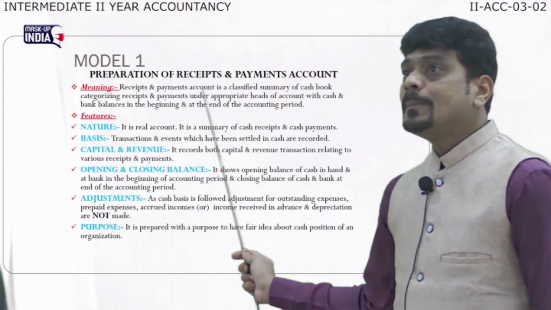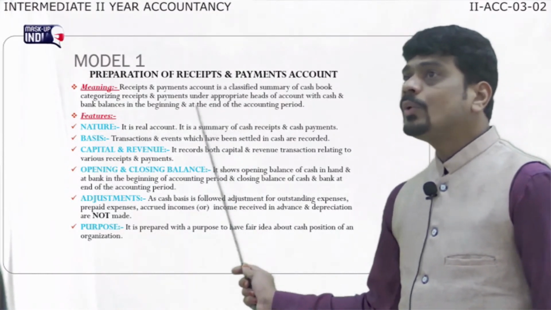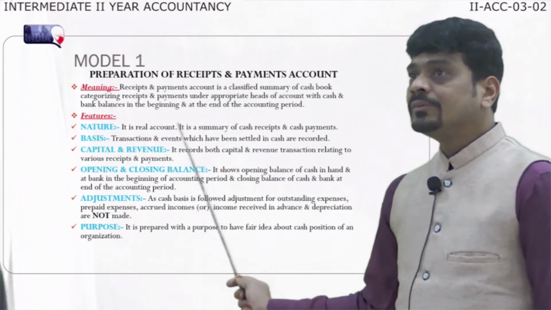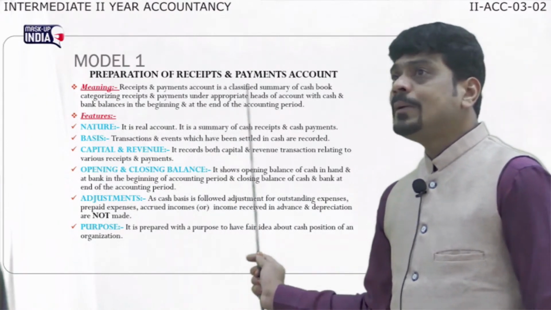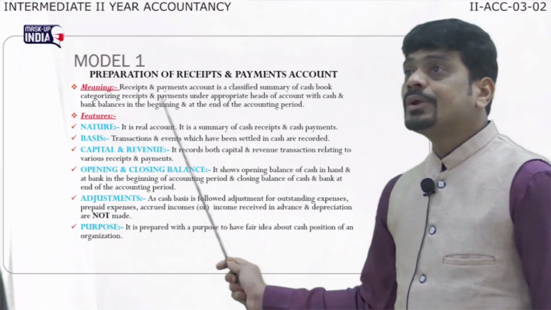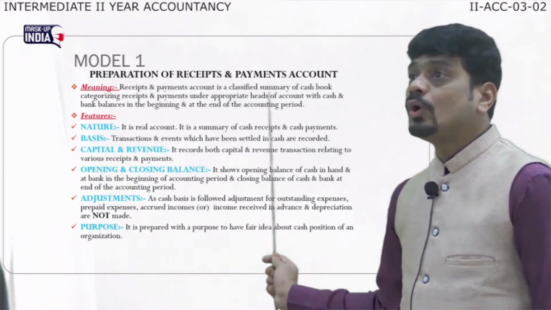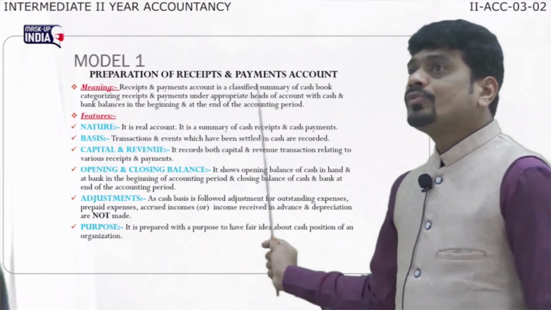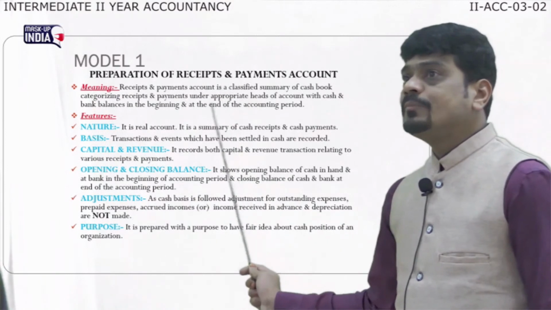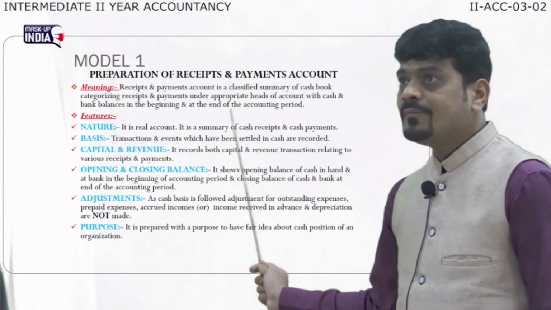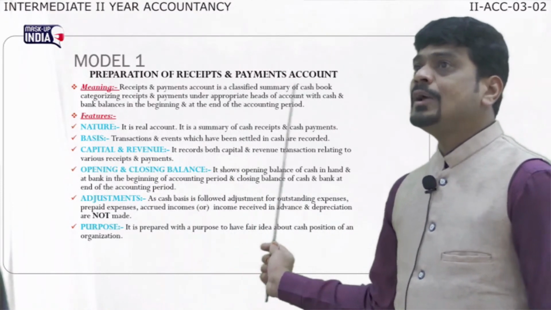All the receipts and payments, including the balances of cash at the beginning and end. Now when I say the opening balance of cash, it even includes the bank balance. Here we are not going to maintain a two column cash book. Please do keep in mind, it is just similar to your single column cash book. So receipts and payments account is the classified summary of all the cash transactions, recording all the receipts and payments.